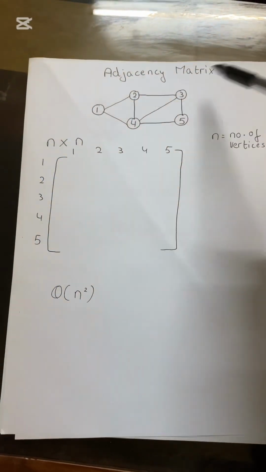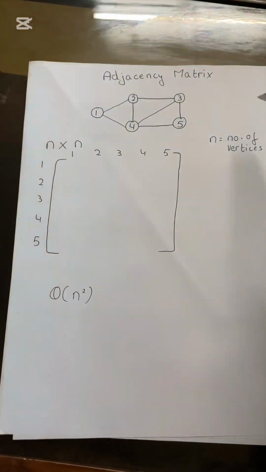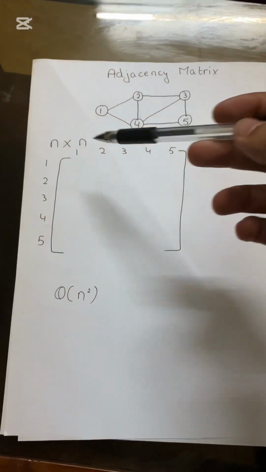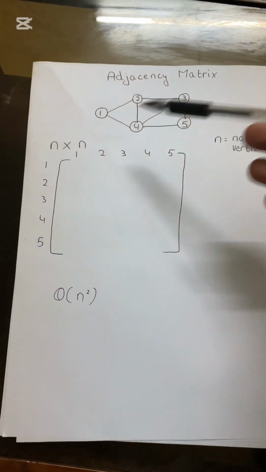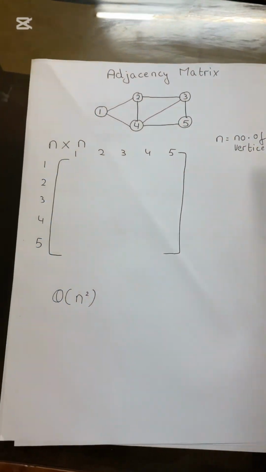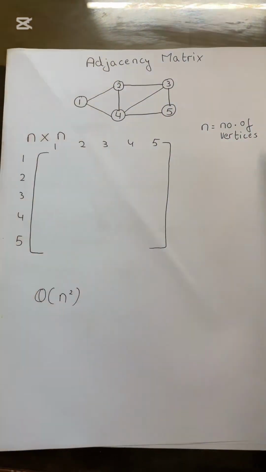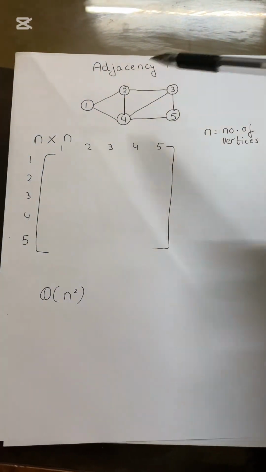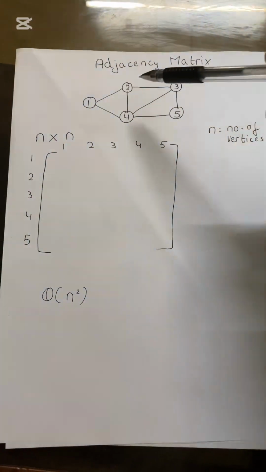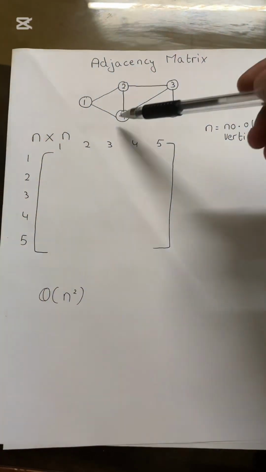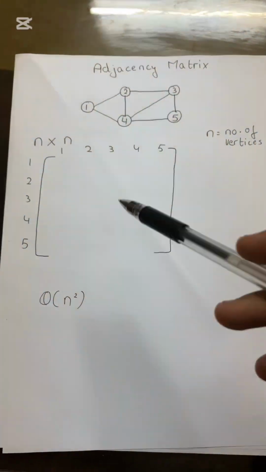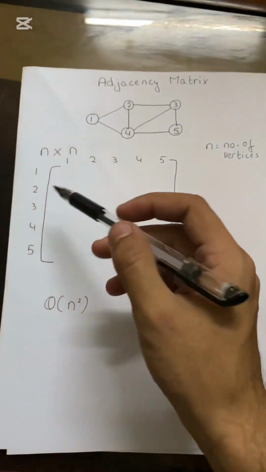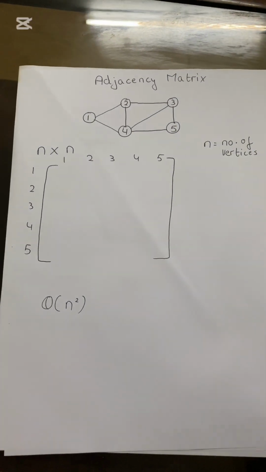These nodes are basically the vertices, and we form a matrix which has the size of n cross n. Basically, n is equal to number of vertices, so the total number of vertices is what n represents. Here the total number of vertices are 1, 2, 3, 4 and 5. So the n is equal to 5. So we'll have a 5 cross 5 matrix over here.